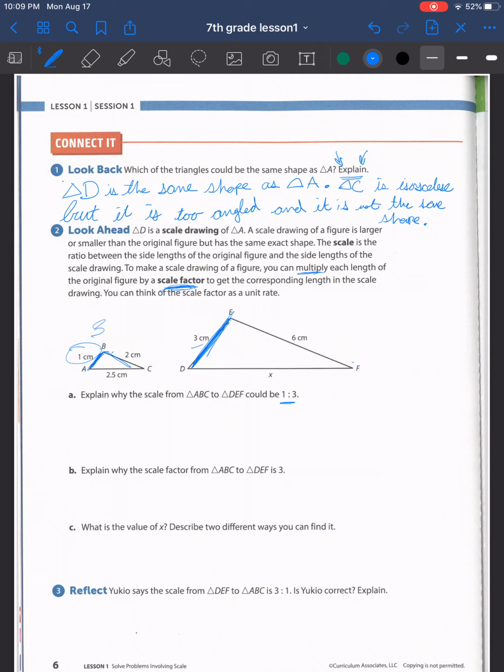How about B to C? What did I multiply 2 by to get to 6? It should be the same number. And it is. 2 times 3 is 6. Now we have 2.5 and we have x. It's unknown.